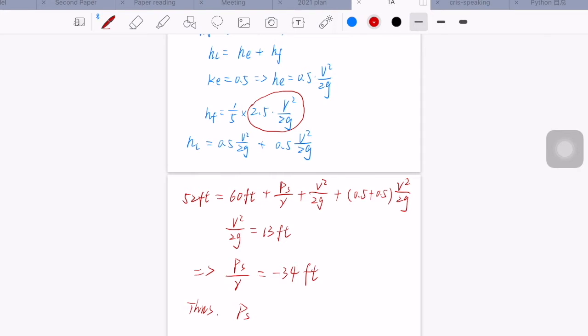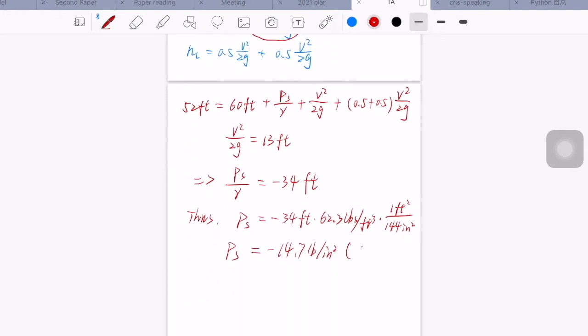And now the pressure at the summit equals minus 34 feet times 62.4 pounds per cubic foot times 1 foot divided by 144 square inches. So PS equals minus 14.7 pounds per square inch. So we know this value is less than the vapor pressure, so hence cavitation is a real concern. So we have done this problem.